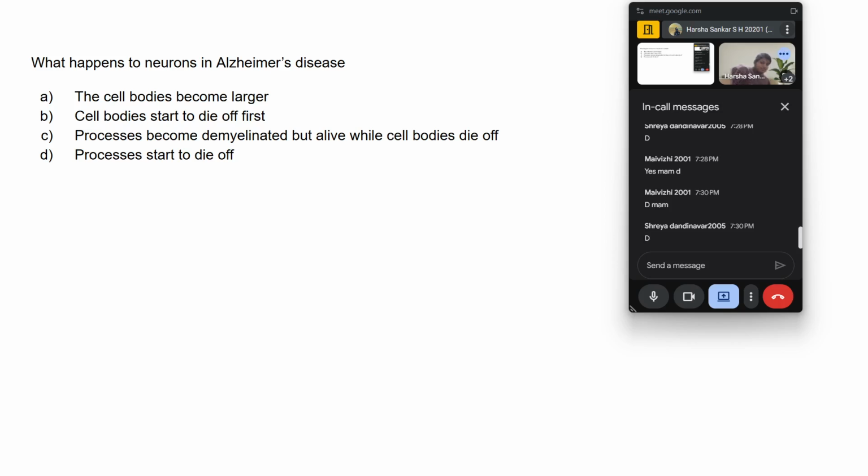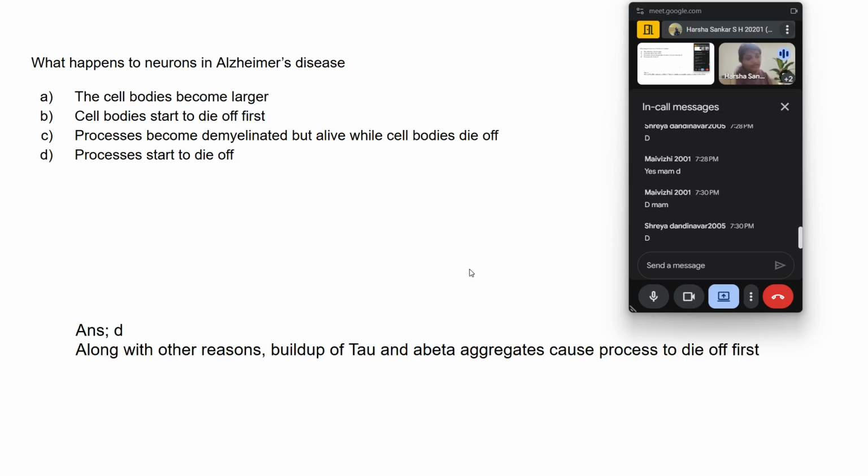Yes, the correct answer is processes start to die off. Very good. Remember, that's why the connection will get disintegrated, and that's why we call it a neurodegenerative disorder. It occurs in the hippocampus, that's why our memory is affected first. It's a memory disorder. Why is it occurring? It is due to the buildup of proteins like amyloid beta or tau proteins. Tauopathies and beta amyloid aggregation cause the processes to start dying off.